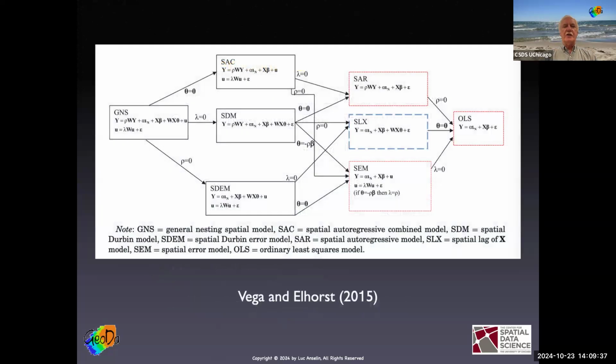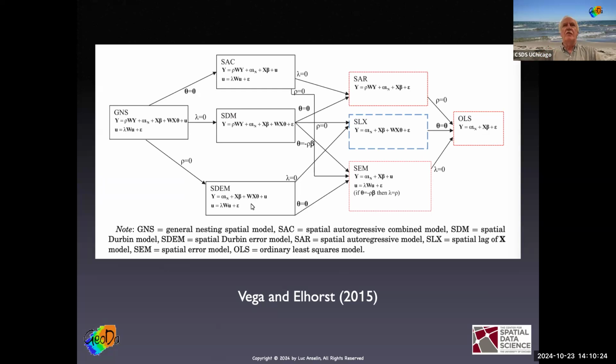So Elhorst has this nice little scheme where he shows all the different parameter constraints and how the simpler models follow from the more complex models. I actually follow a different terminology. I specifically don't agree with the SDEM model, the spatial Durbin error model. I call this an SLX error model. To me, spatial Durbin requires both the lag of y and the lag of x, and this one only has the lag of x, which is an SLX model.